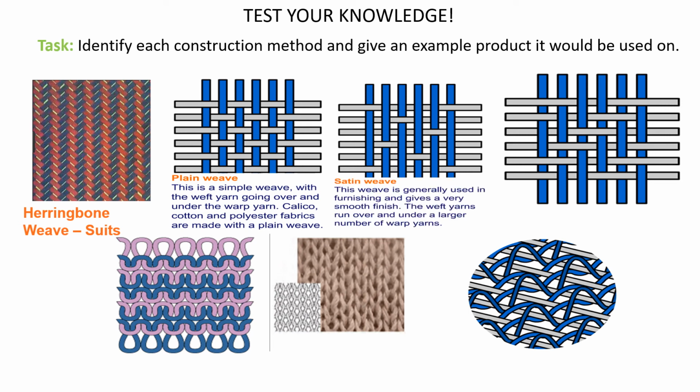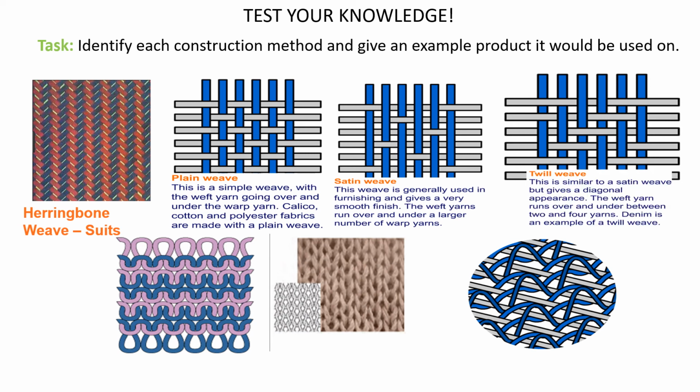Number 3 is a satin weave. This is used on furnishings, it can be used on curtains and gives a nice smooth finish. This is where the weft yarns go over and under a number of warp yarns.